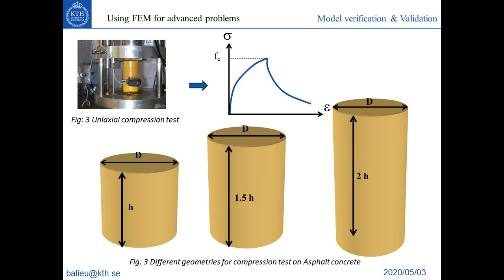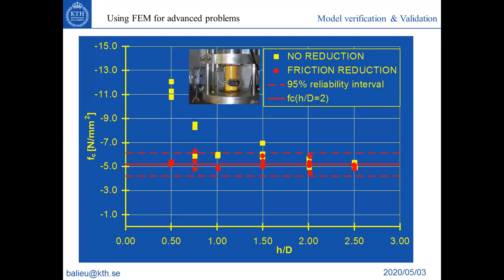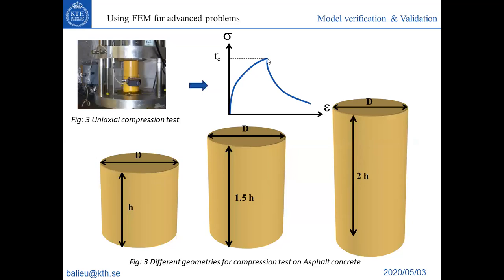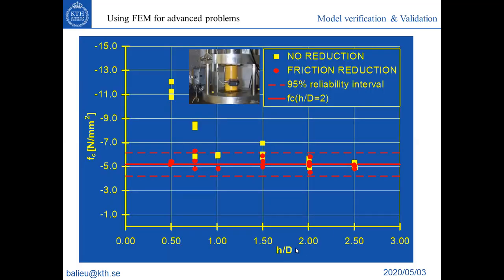Let's say you don't really know which kind of geometry you want to use. So let's say you are performing your test on 3 different geometries. You have 3 different diameters and 3 different heights for this cylinder. This is the response of the test. This was performed on asphalt concrete specimens. This is the peak stress, the material parameter that you want to characterize, as a function of the ratio between the height and the diameter of the specimen.